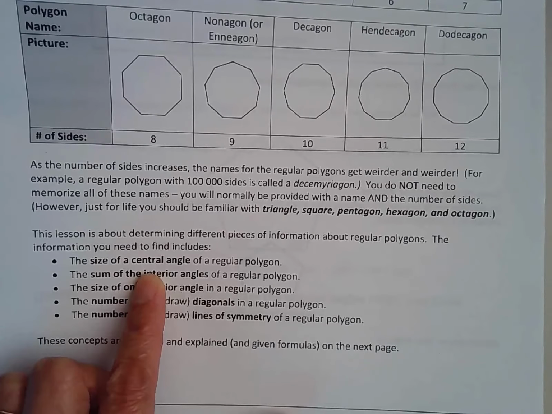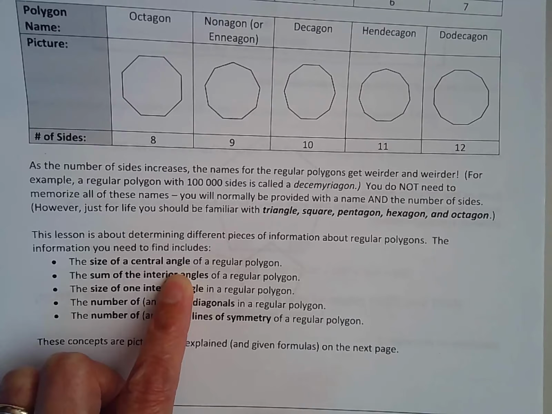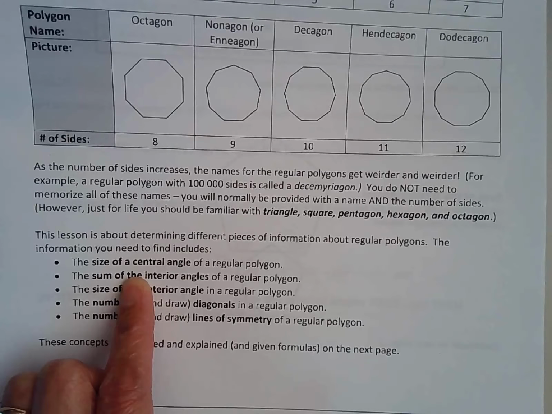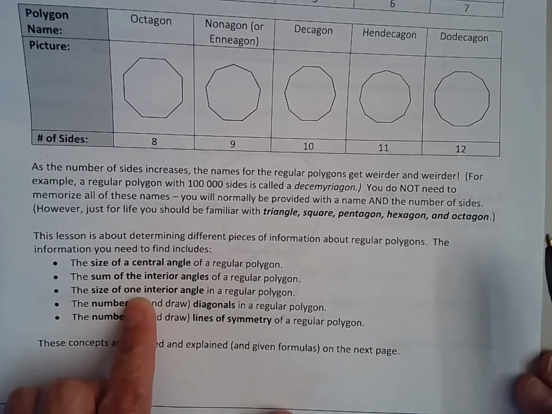Center. What does the word center mean? It means in the middle, right? Right in the center. And then angle. So that means the angle at the center. That's interesting. We're supposed to figure out the size of the angle in the center. Okay, sure, we'll do that.